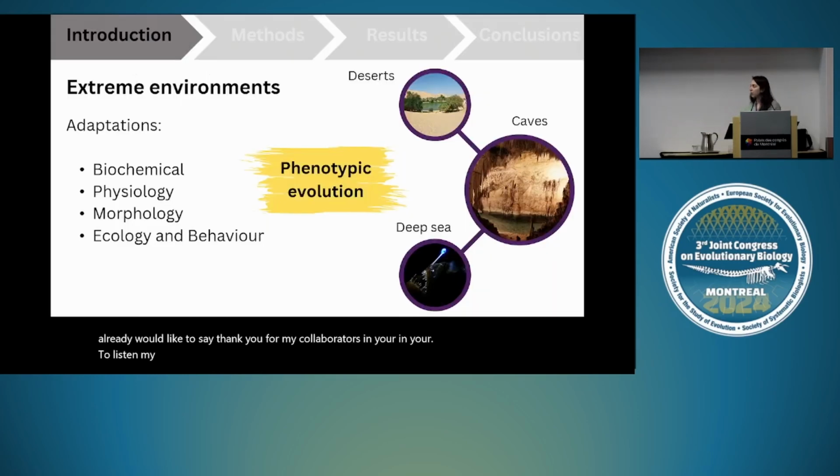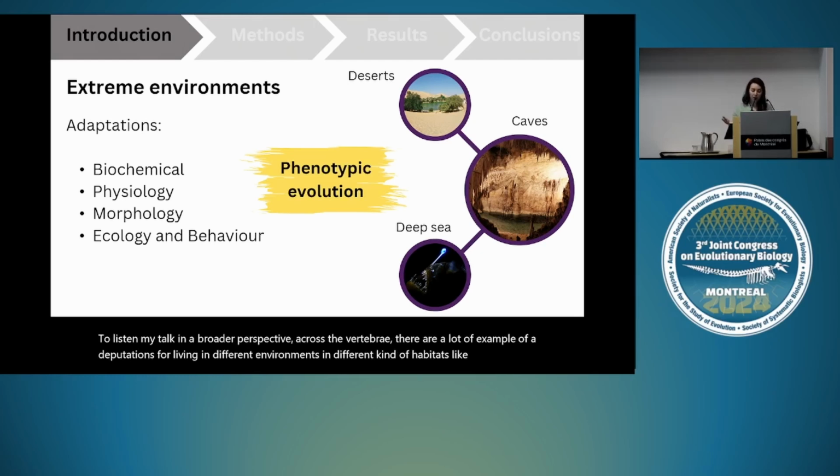In a broad perspective, across the vertebrates, there are a lot of examples of adaptations for living in different environments, in different kinds of habitats, like deserts, caves, deep sea, and all of these kinds of habitats require adaptations at different levels, like biomechanical, physiological, morphological, and other ecological aspects.